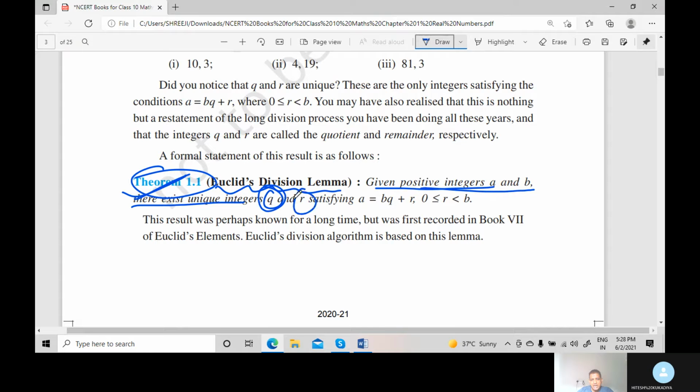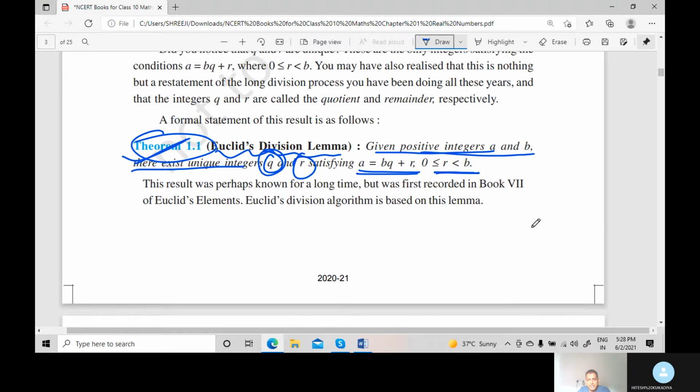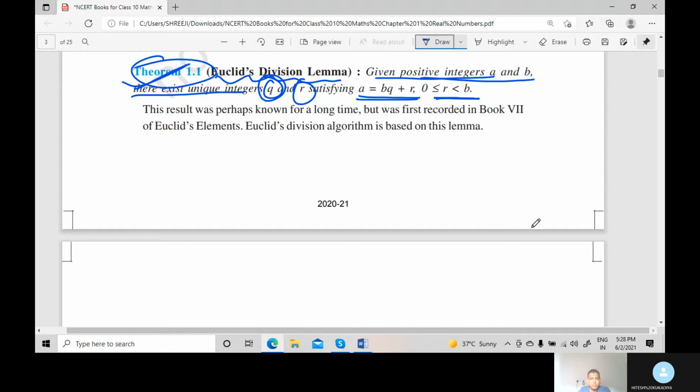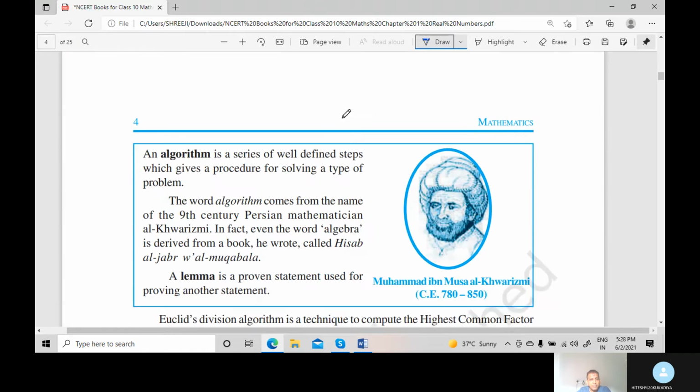Q is the quotient and r is the remainder satisfying this equation. I have already explained this one: a = bq + r, where 0 ≤ r < b. Clear? Okay. So this is Theorem 1.1. In your examination, for 1 mark, only write the statement of Euclid's division lemma.